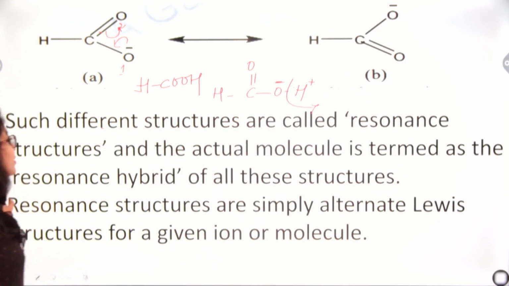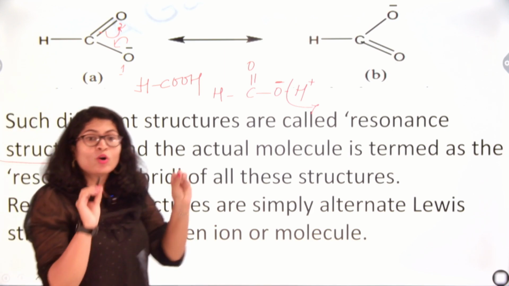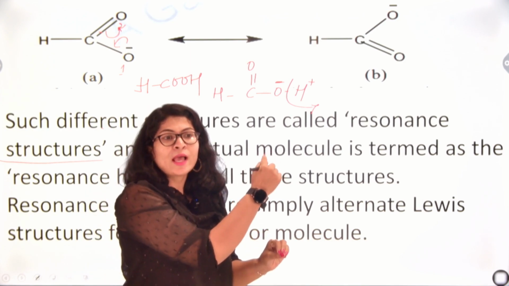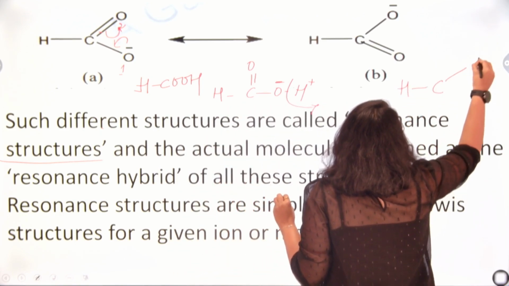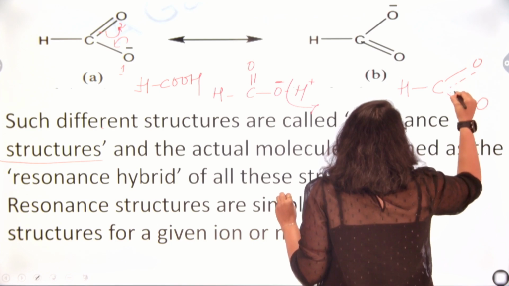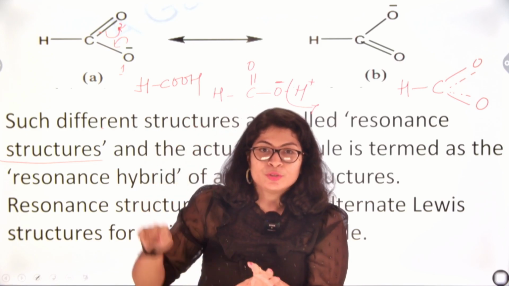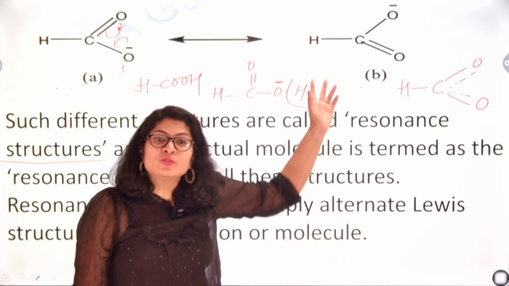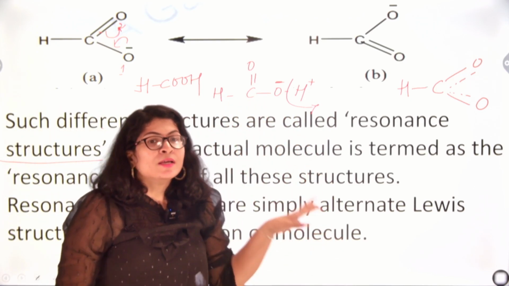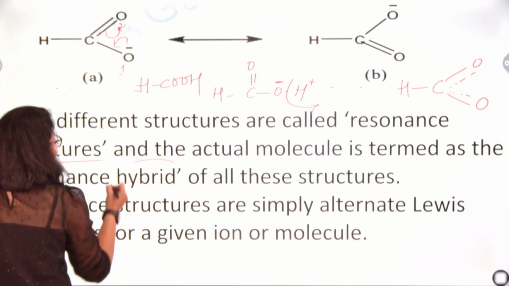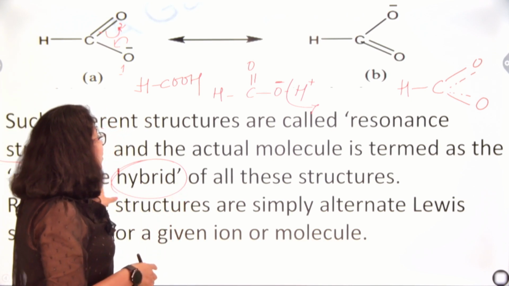Such different structures are called resonance structures, and the actual molecule is a combination of both the structures, structure A as well as structure B. So I can represent it as HCOO minus, with an electron cloud around the O-C-O linkage. Okay, there is an electron cloud. This actual structure, which is basically an intermediate of both the structures, is called the resonance hybrid. It is a hybrid structure and that is the most stable structure. It is called the resonance hybrid of all the structures.